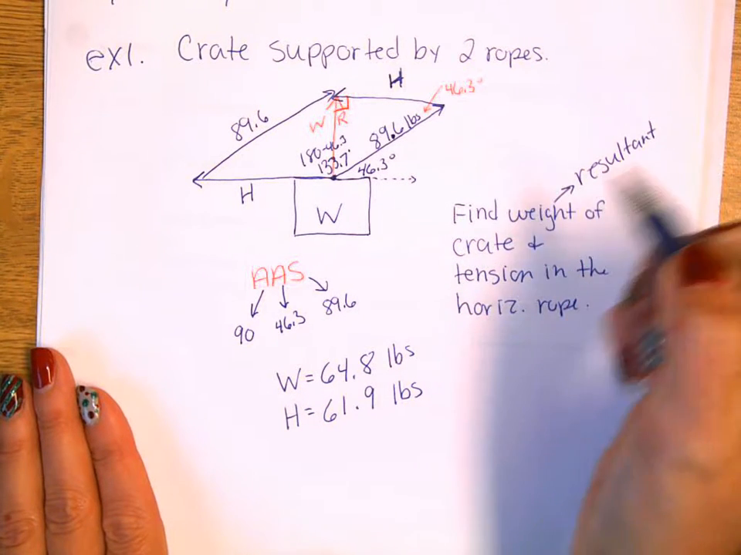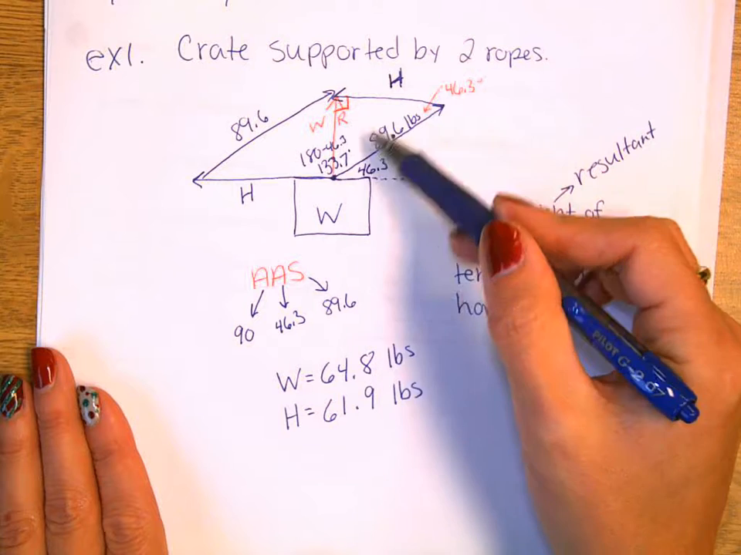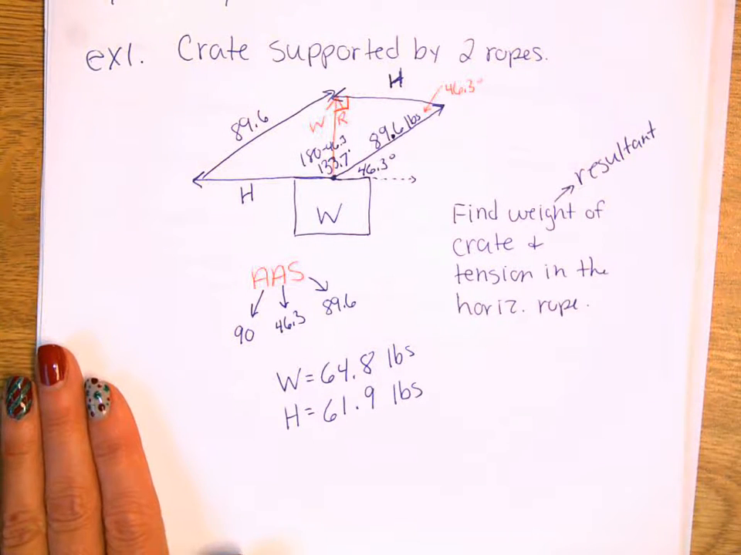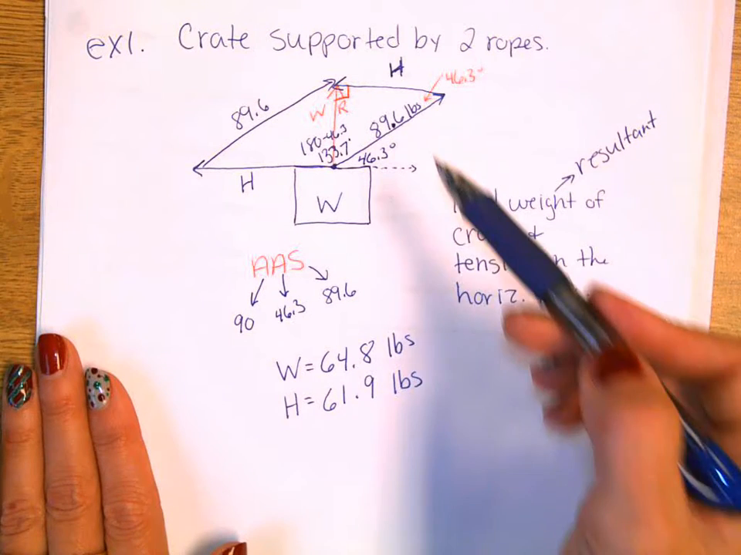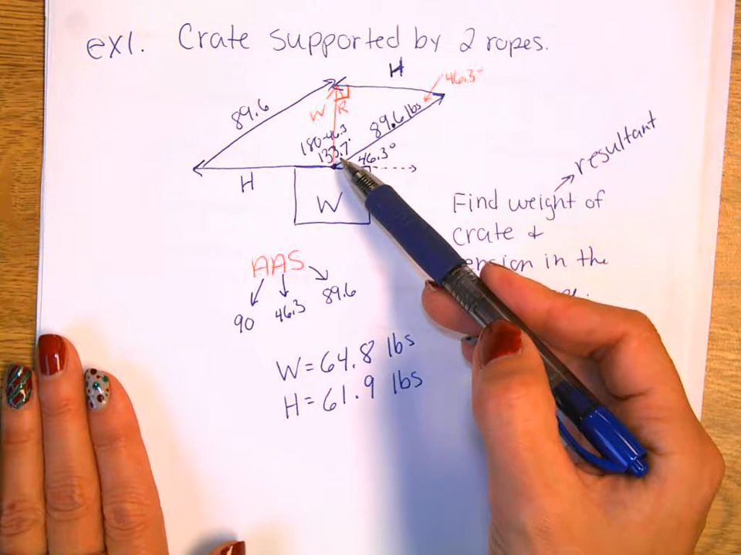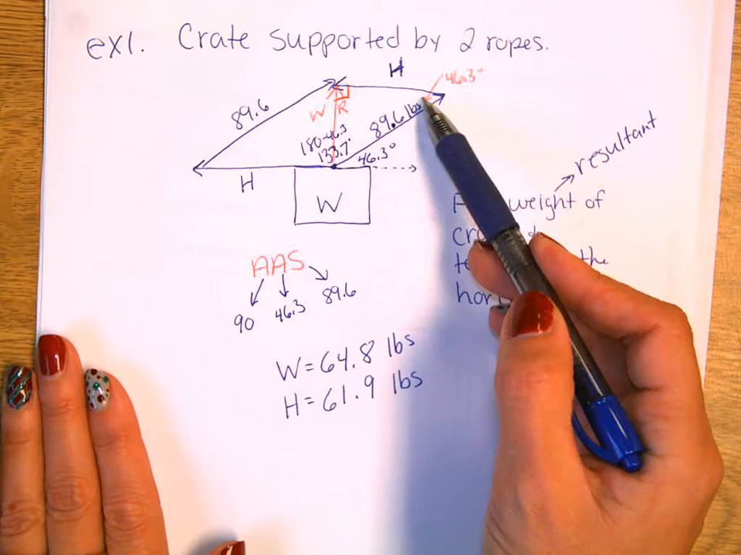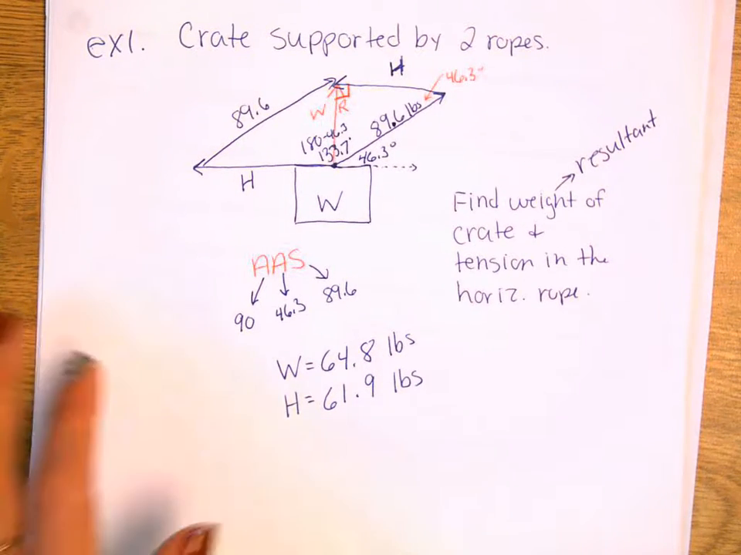Yep, because that would be the smaller angle, yes. I agree with both of those. Wait, what do you mean smaller angle? Because the 46.3 is here, and this is going to be like 42 point something. So looking at that right triangle there.